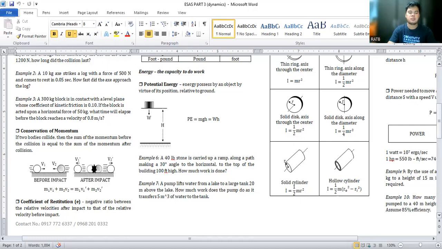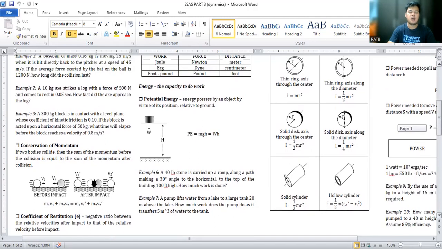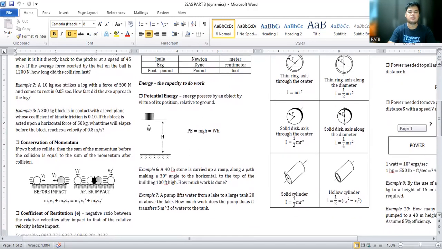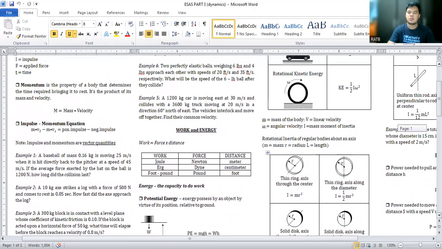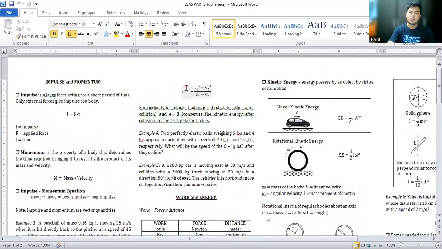Denoted by the variable E. Mathematically, that is the negative ratio between the relative velocities after impact over that of the relative velocity before impact. Relative velocity means the difference, so that is the negative ratio. So you have here the formula, and then we have here the condition for coefficient of restitution.